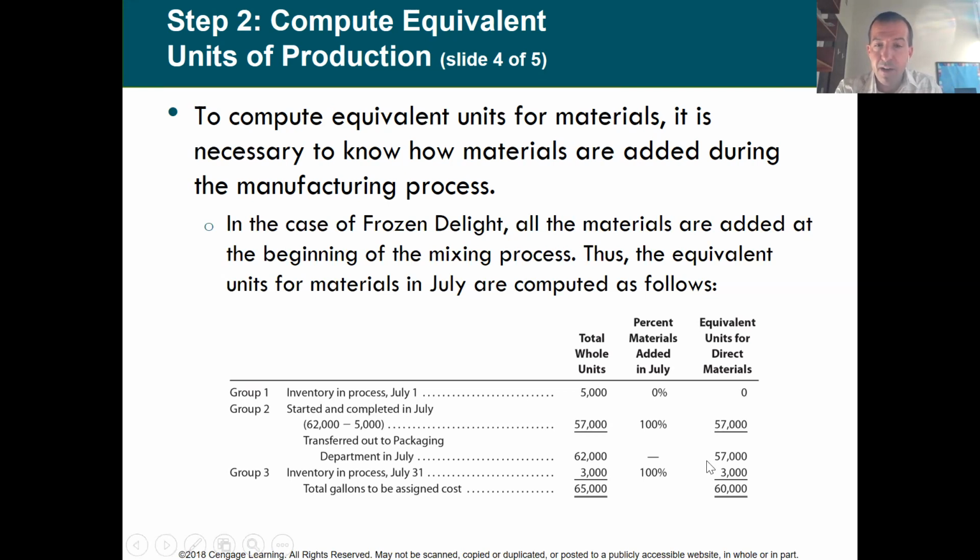And then finally, we have our ending inventory balance at the end of the month. This is the inventory that hasn't been transferred over yet to the next stage of the process. 100% of that has been completed. So we take the 3,000 units, multiply it by 100%. There's going to be 3,000 units to get cost in group three, which is the leftover inventory. When we add all those up, we have 60,000 equivalent units. The reason why it's not 65,000 is because the 5,000 beginning balance was recognized as equivalent units back in June. So there's no cost to allocate to those items because the cost has already been allocated.